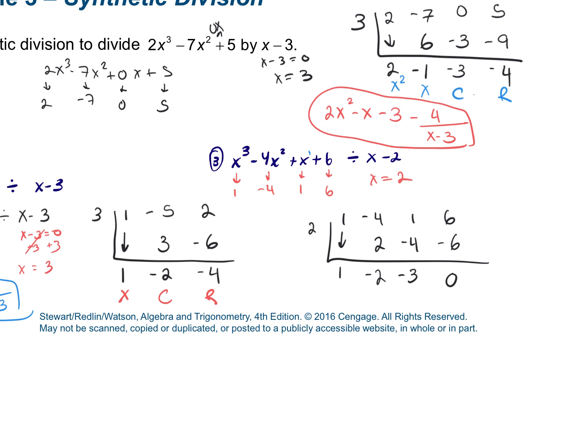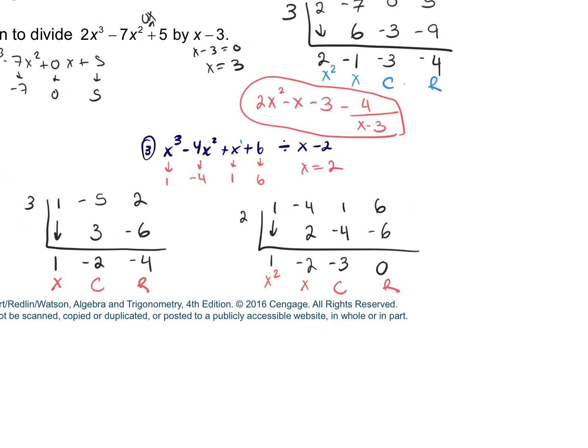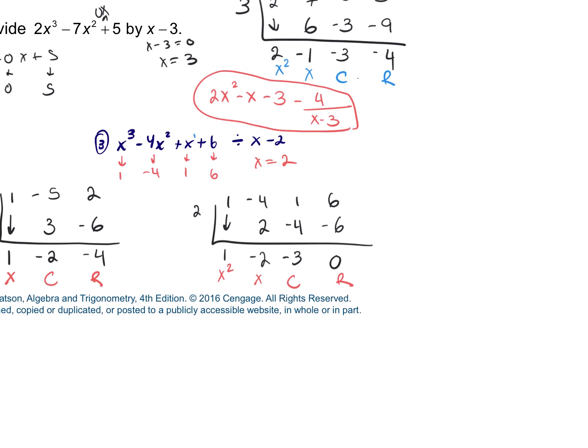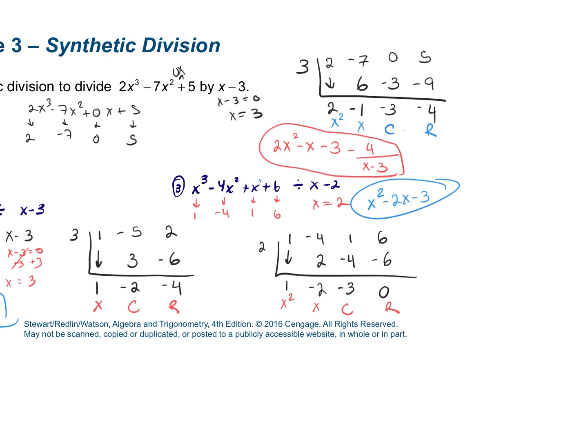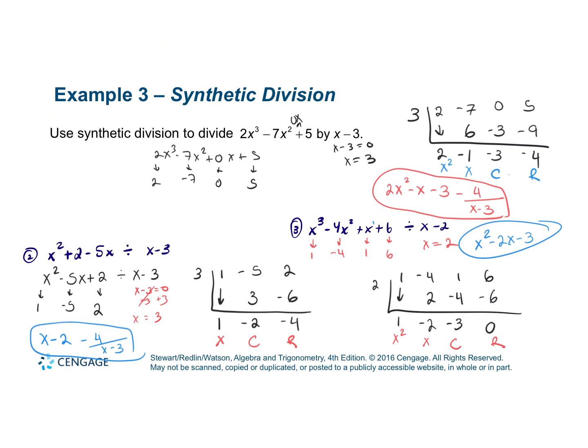So writing the information down, since we start with the cube, we're going to start right here with x squared, with an x, with a constant, and with the remainder. We don't have a remainder this time, which is awesome. So I'm going to go ahead and write the answer as x squared minus 2x minus 3. Since there is no remainder, I can just go ahead and write x squared minus 2x minus 3.